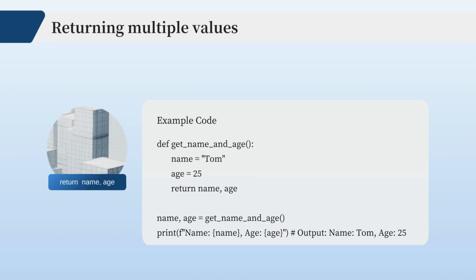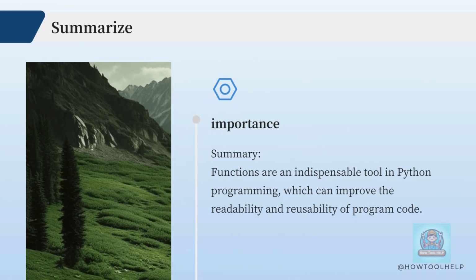3. Returning multiple values. Key points: using a single return statement to return multiple values. Multiple return values are separated by commas. Python packs these values into a tuple. The returned tuple is automatically unpacked. name is assigned the first return value, Tom. age is assigned the second return value, 25. Output: name, Tom, age, 25.